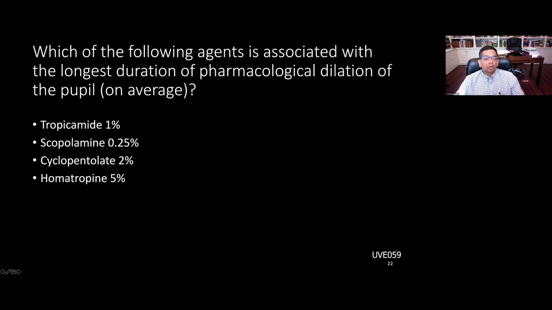So, first poll question: which of the following agents is associated with the longest duration of pharmacological dilation of the pupil? Tropicamide, scopolamine, cyclopentolate, or homatropine? Let's see if you were paying attention. I mentioned it. Okay, not so good here. So scopolamine is like atropine. It lasts 7 to 14 days. So it's a very long-acting cycloplegic agent. Homatropine is about 2 to 5 days. So scopolamine is a longer acting agent.